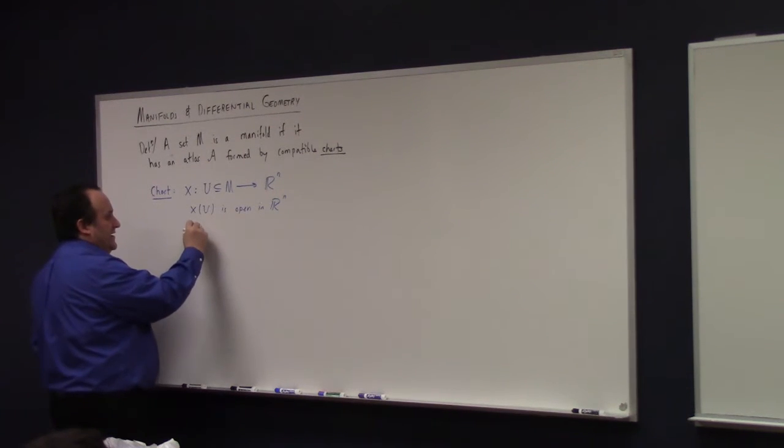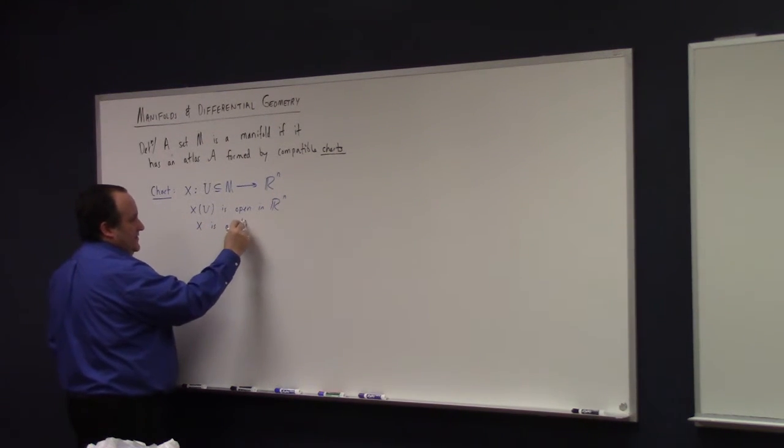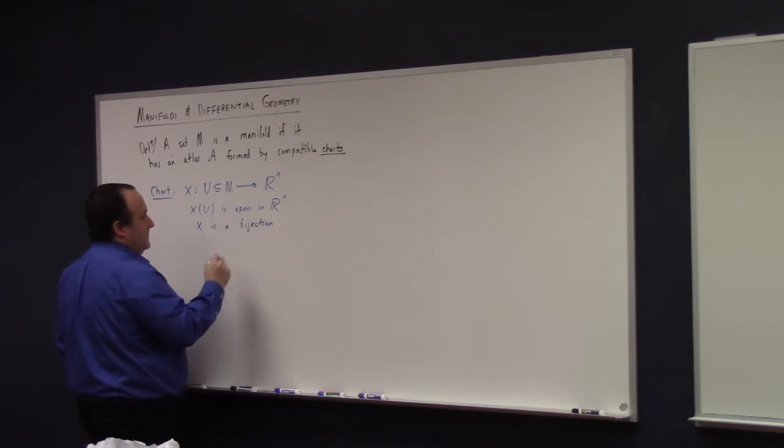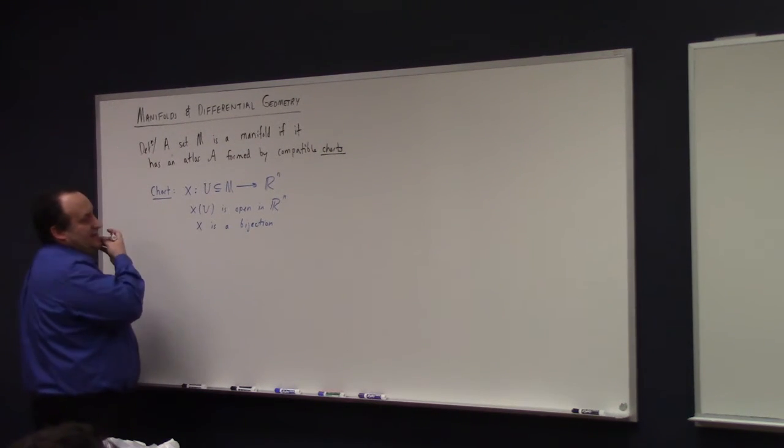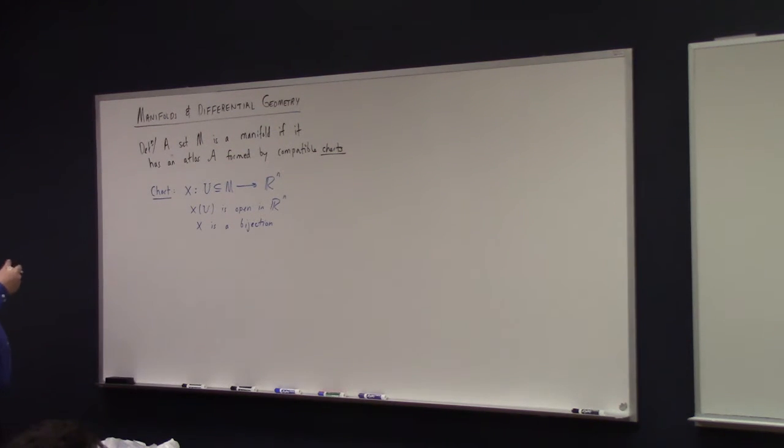And also this X is a bijection. I suppose I should mention, in John Lee's book, he doesn't use X, he uses phi for this. Phi is his notation for X. All right, it's a bijection, its image is open. Let's see, what else can I tell you? So that's just a chart. A chart is simply a bijection from a subset of the manifold to an open set in Rn. That's actually it.